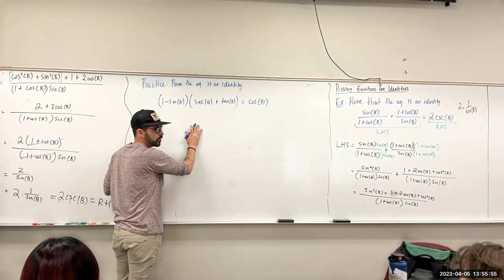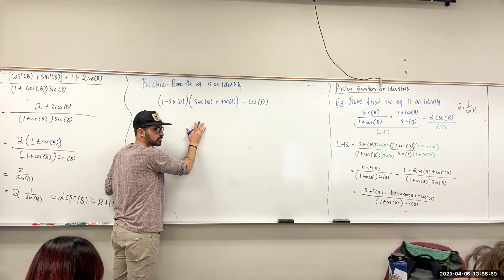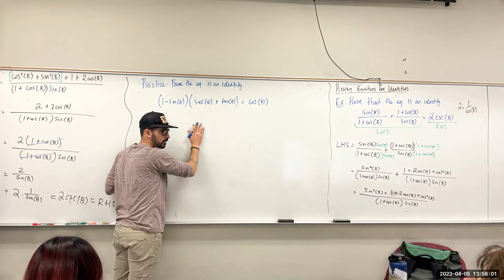They both are going to require you to FOIL. Do you guys want to FOIL first, or turn these into sine and cosine? Okay.